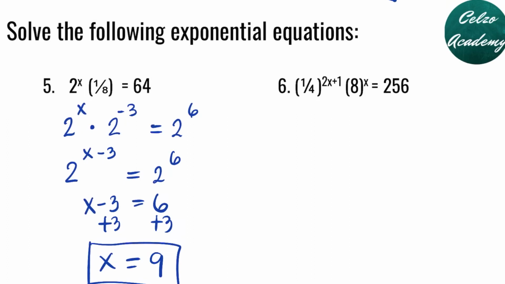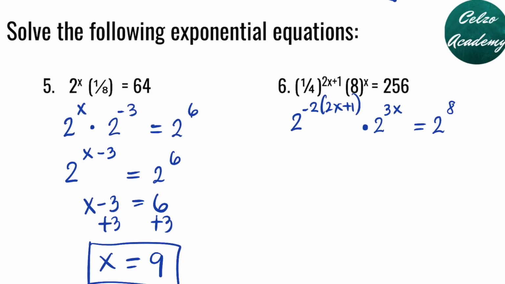Question number 6. 1/4 to the power of 2x plus 1 times 8 to the power of x is equal to 256. For this problem, we will also use base of 2. 4 is the same thing as 2 squared, so 1/4 is the same thing as 2 to the power of negative 2 using the negative exponent rule. So now we have 2 to the power of negative 2 times 2x plus 1, multiplied by 8, which is the same thing as 2 to the third power, so 3x. And 256 is the same thing as 2 to the 8th power.